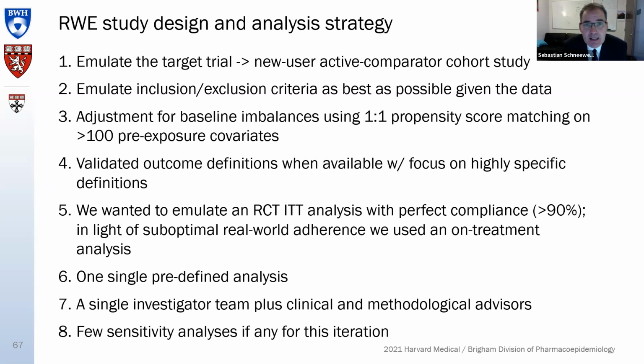We achieved or tried to achieve balance of pre-exposure patient characteristics by one-to-one propensity score matching on more than 100 pre-exposure covariates in all of these studies. We tried to use validated outcome definitions when available. When not, we tried to have as specific definitions as possible.